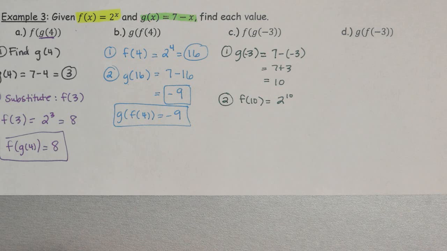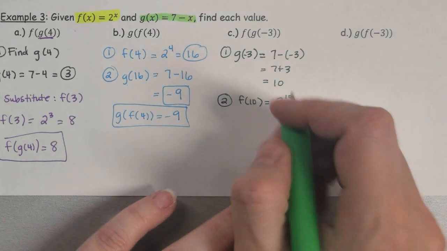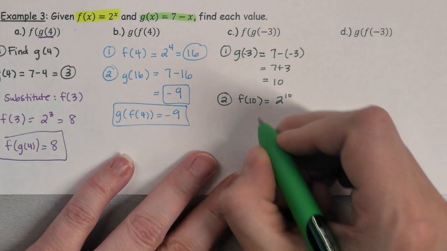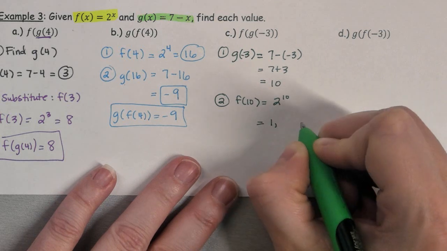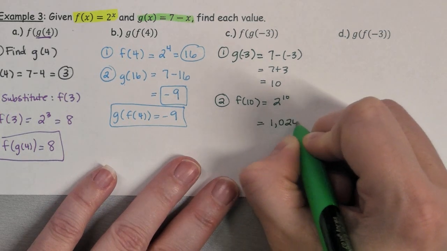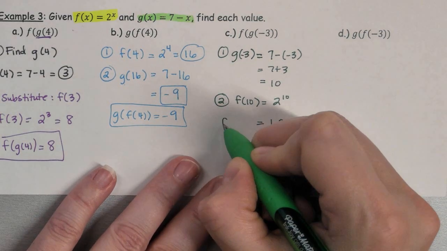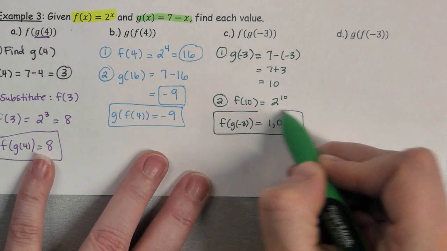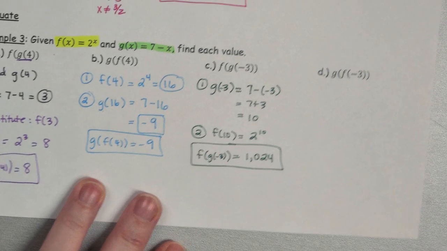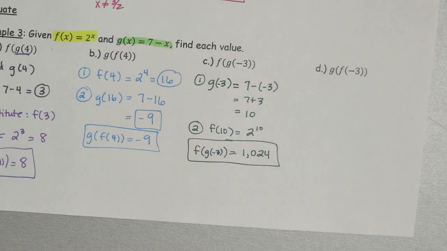If you did have to do that one mentally, think about something that you know. Like, do you know what 2 to the 5th is? 32. So you could just do 32 times 32 if you had to do that without your calculator. Okay, but you can do that with it. What did you guys get? 1,024. So this is f of g of negative 3. All right, great.